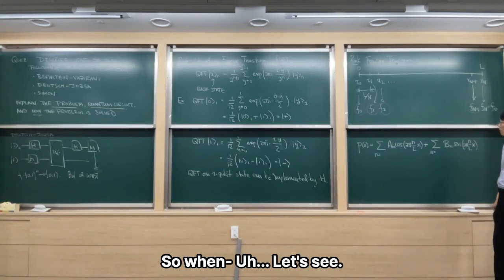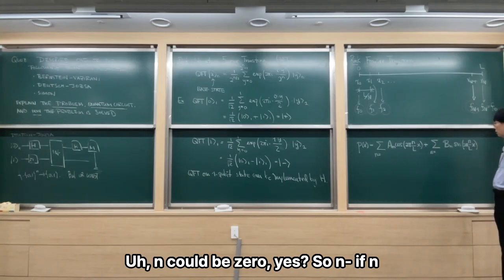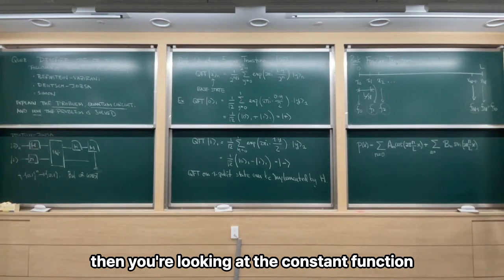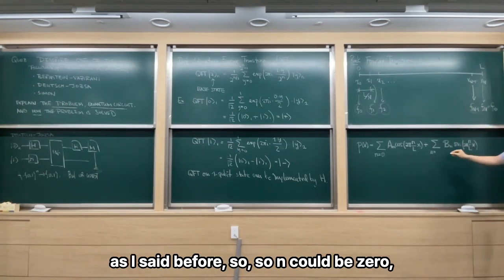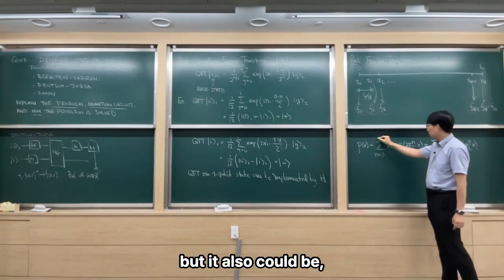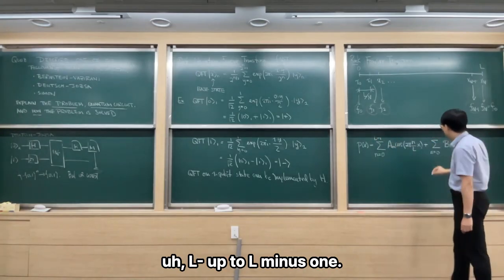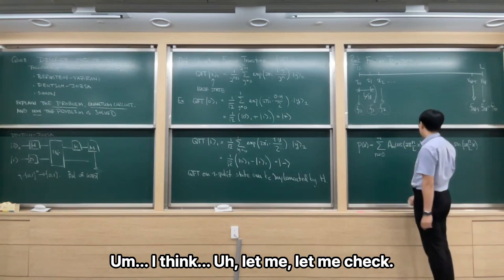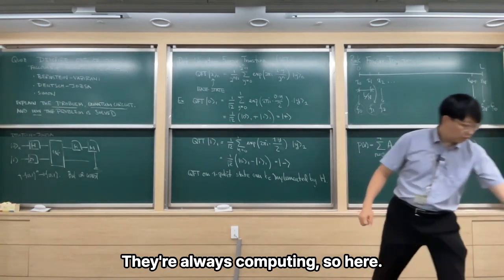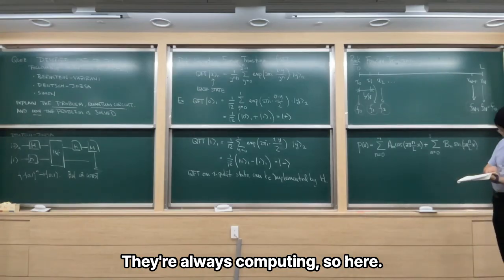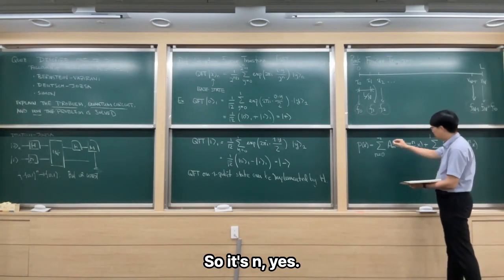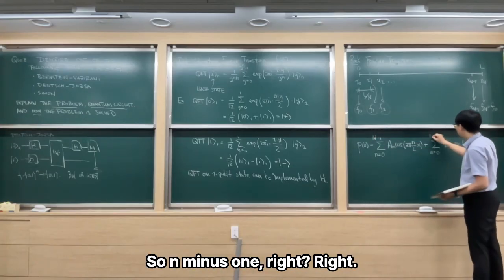So when n could be 0, yes. If n goes to 0, then you're looking at the constant function, as I said before. So n could be 0, but it also could be up to n minus 1. Sorry. Let me check. They're always confusing. Yeah, so it's right. So it's n minus 1.